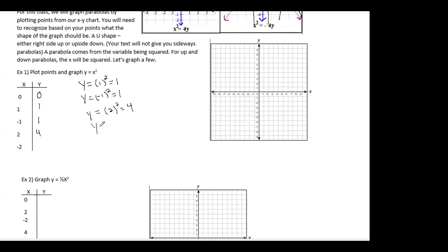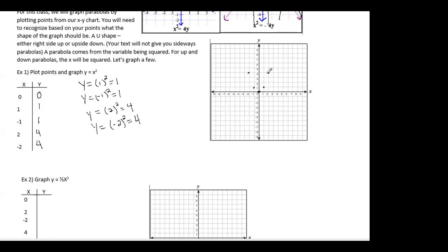And then if I put in a -2, -2 times -2 is still positive, and it's a +4. So now we're going to graph these points. The first one is at the origin. And then we have 1, 1. And then we have X is -1, but Y is still a +1. And then we have 2 up to 4. And then we have -2 is also a +4.